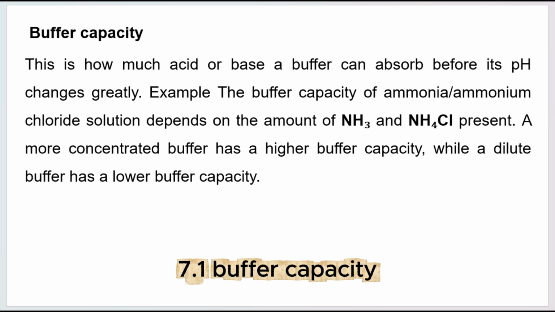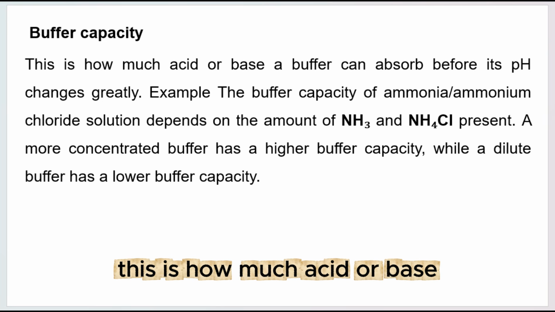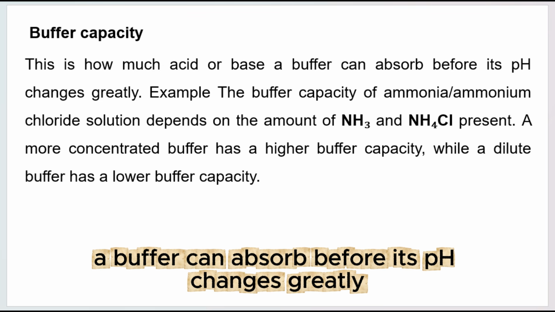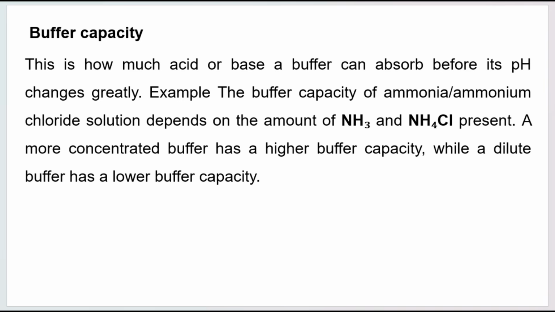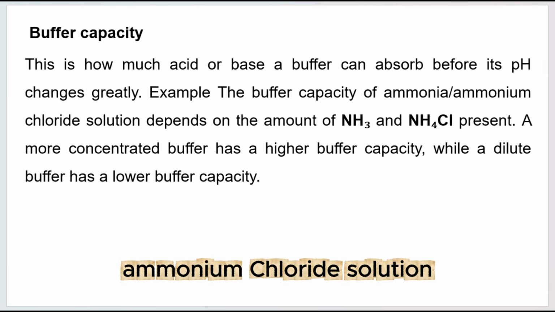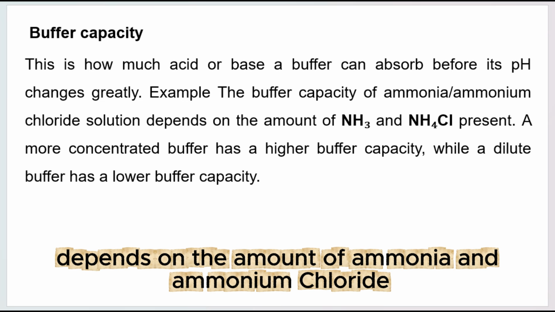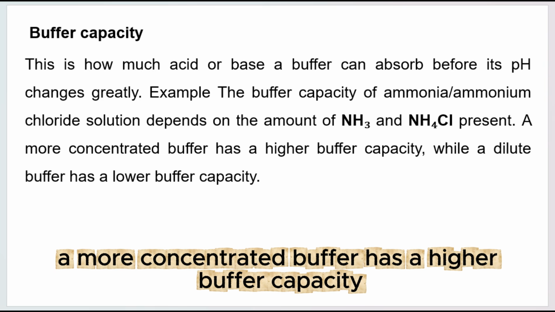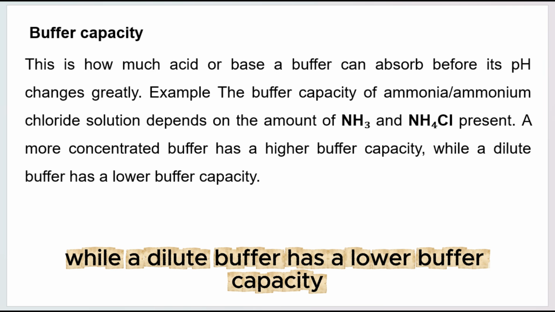7.1. Buffer capacity. This is how much acid or base a buffer can absorb before its pH changes greatly. Example. The buffer capacity of an ammonia/ammonium chloride solution depends on the amount of ammonia and ammonium chloride present. A more concentrated buffer has a higher buffer capacity, while a dilute buffer has a lower buffer capacity.